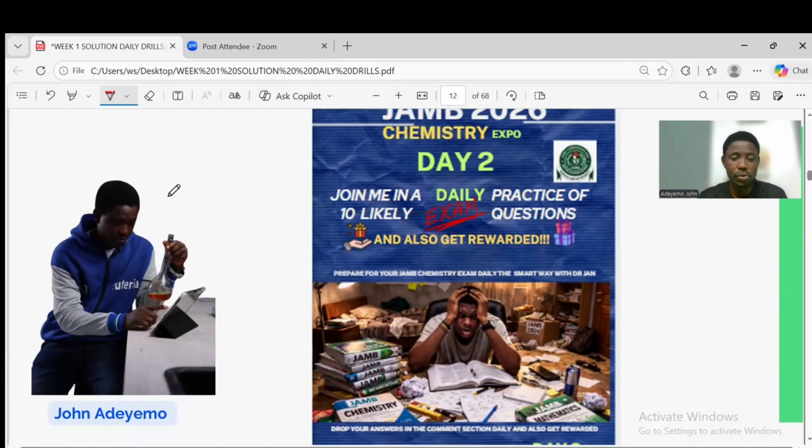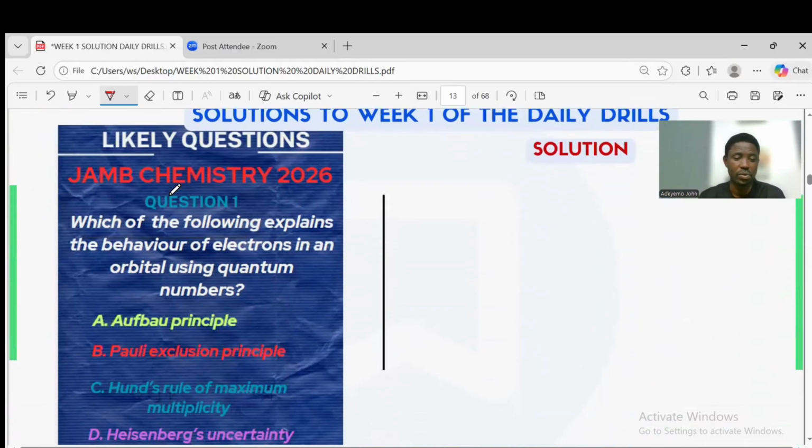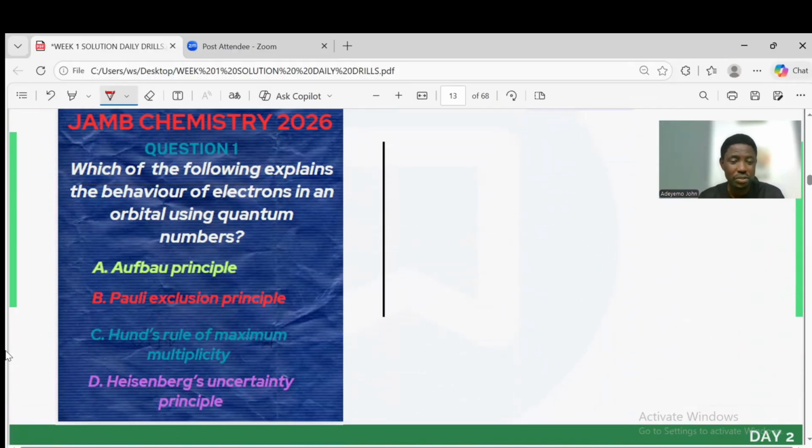All right, day 2, we have all these questions as well. Which of the following explains the behavior of electrons in an orbital using quantum numbers? That is the Pauli exclusion principle: no two electrons have the same values of all the 4 quantum numbers.